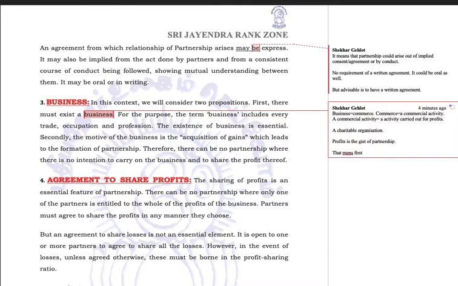first occurred a desire for profits, then came partnership. Okay, it is not that you enter into a partnership first, then you think about making profits. No, first there should be a desire for making profits.